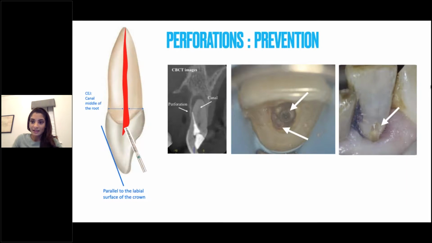And this is another perforation. Lower central incisors are probably the easiest tooth in the mouth to perforate. And this is a buccal perforation. You can see the burr mark is totally supracrestal, supragingival.